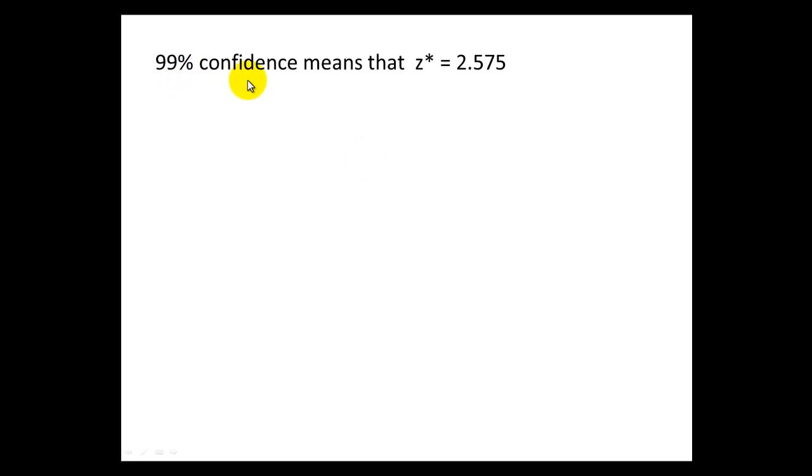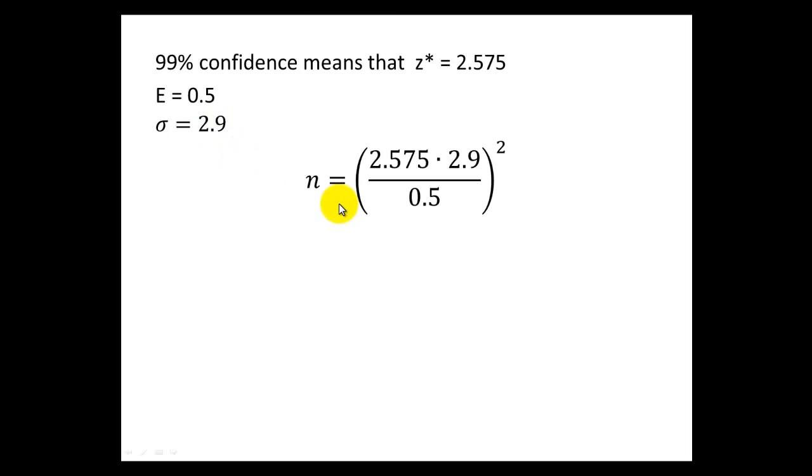So a 99% confidence means that our z-star is going to equal 2.575. They wanted to be within half a bath. That's going to be our margin of error. And they told us that our sigma could be considered 2.9 baths. When we take our formula and plug these values in, there's the z-star, there's sigma, there's the margin of error. If we do the math inside the parentheses, we get approximately 14.935. Squaring that out, we get 223.05.